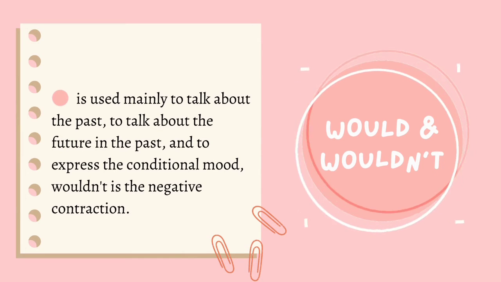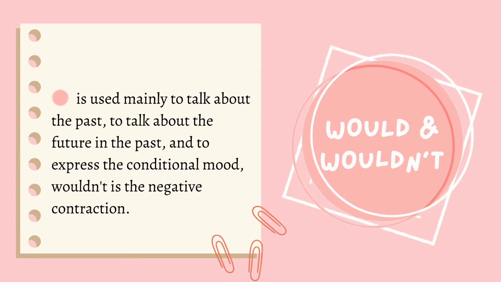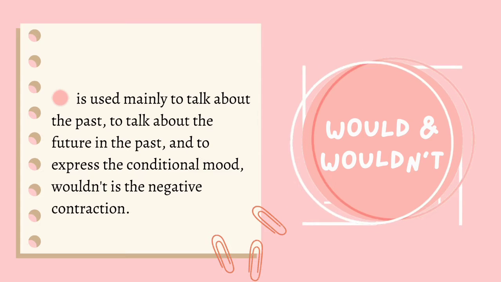Would is used mainly to talk about the past, to talk about the future and the past, and to express the conditional mood. Wouldn't is the negative contraction of would.